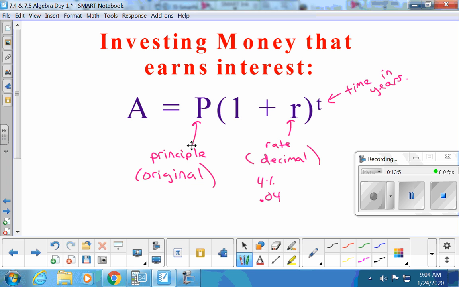Yeah, it's pretty much the formula we just did, but they're introducing the idea of R for interest rate, P for principal, and T for time. But yeah, it's pretty much the formula we've been doing all day. Because we have our starting amount, and we have our growth factor, and we have our exponent.